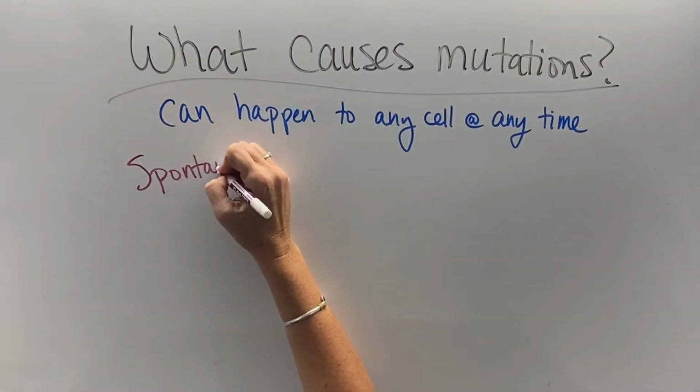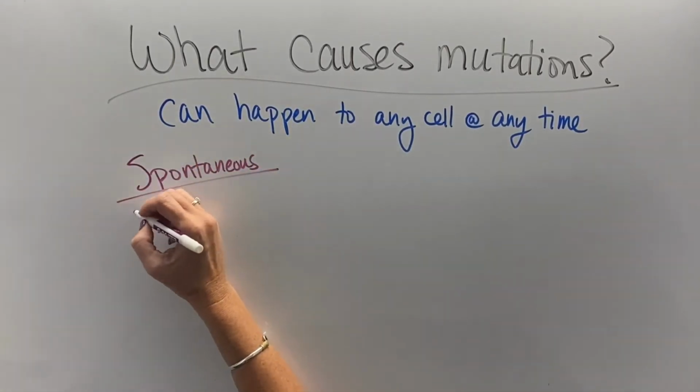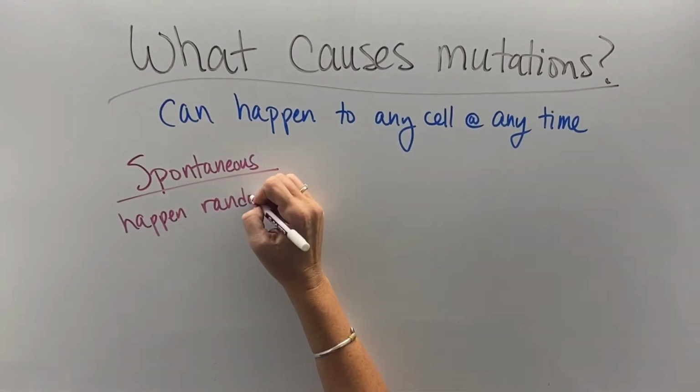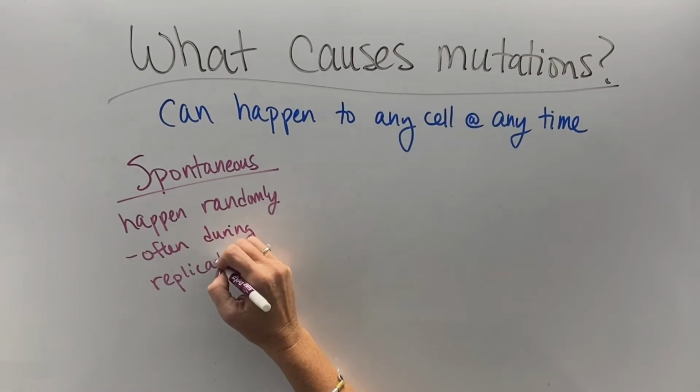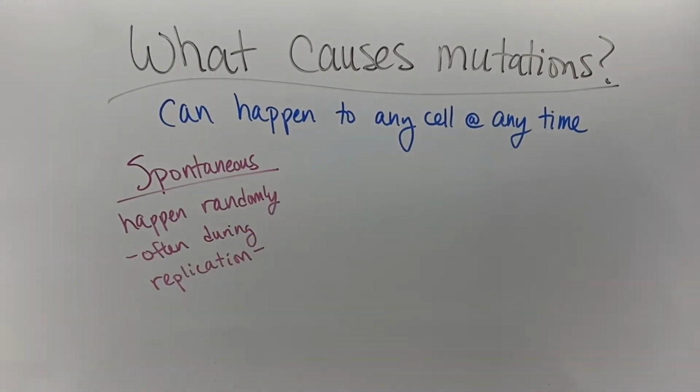Mutations can happen to any cell at any time. Spontaneous mutations happen just sort of randomly out of nowhere and are usually a result of replication errors when the DNA is trying to make more DNA to make more cells.